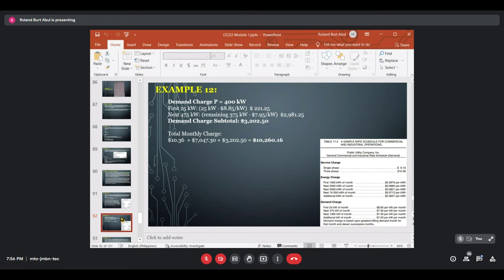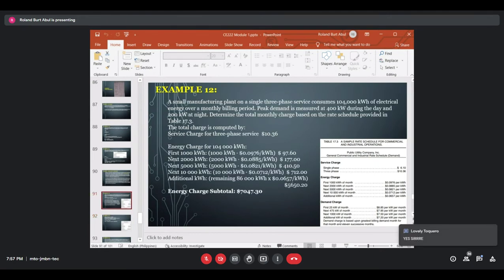So, next part is the demand charge. So, ang maximum demand nga recorded is 400 kilowatts. Kaya siya ang pinakadako nga demand sa plant operation. So, sa demand charge nato, naay first 25 kilowatts of month multiplied by 8.85 per kilowatt na rate. Next is the next 475 kilowatts of month multiplied sa atong sunod na rate, 7.95. Then next 1,000 kilowatts of month multiplied by $7.5 per kilowatt. And lastly, the additional kilowatts of month multiplied by $7.2 per kilowatt.